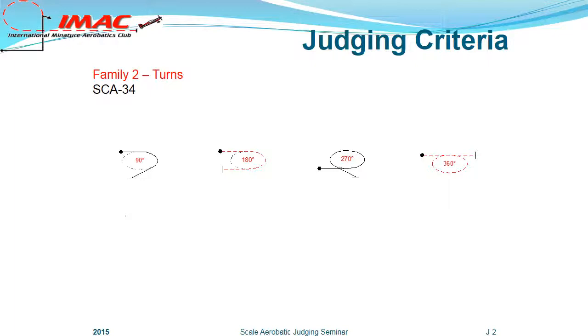90 and 270-degree turns cause the aircraft to end on a different axis than that on which it started, while 180 and 360-degree turns end on the starting axis. When exiting on the x-axis, the exit direction must agree with the Aresti diagram.